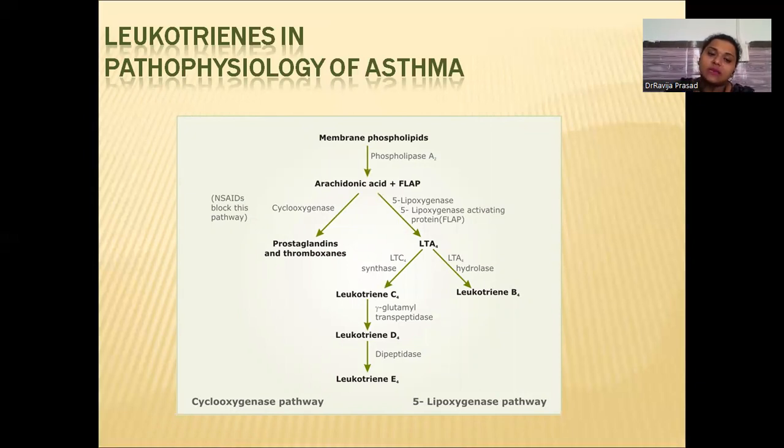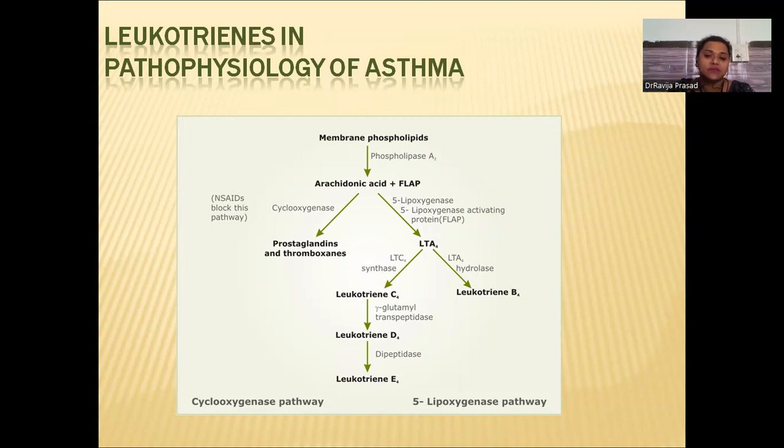Cyclooxygenase leads to prostaglandin and thromboxane. And the 5-lipoxygenase and 5-lipoxygenase activating protein, which is called FLAP, leads to LTA4. LTA4 is subdivided into LTC4 and LTA4 again. Now LTA4, which gets hydrolyzed, leads to leukotriene B4.